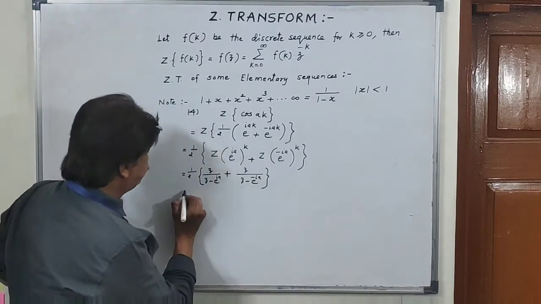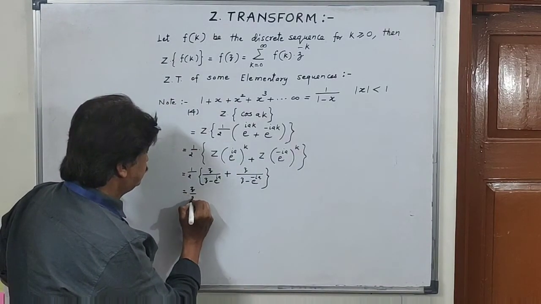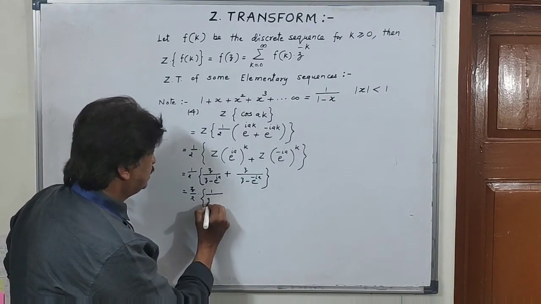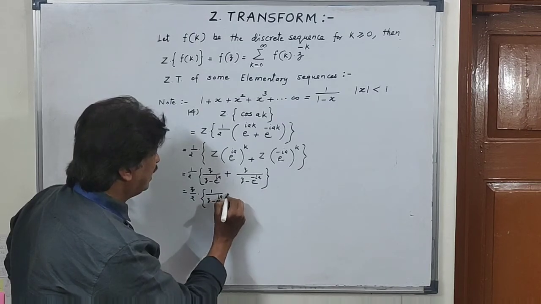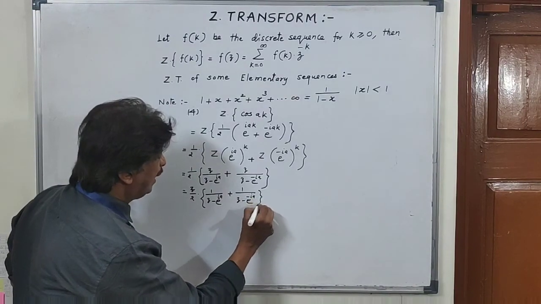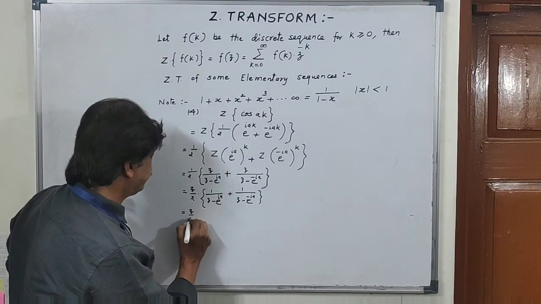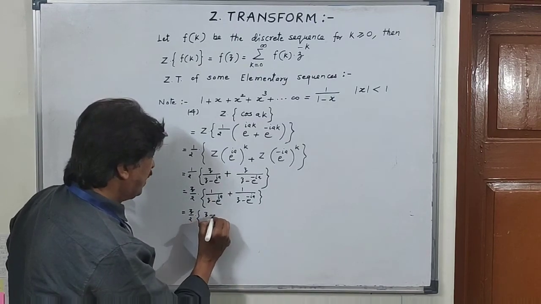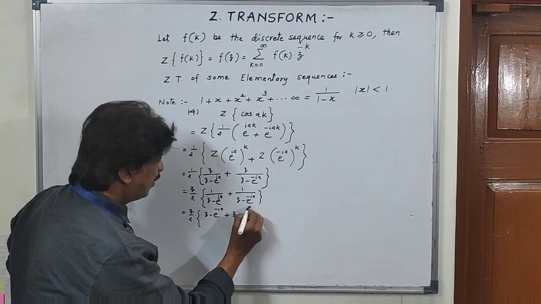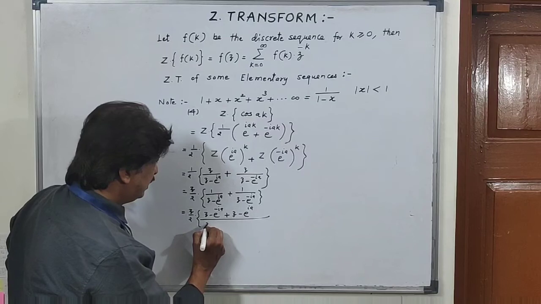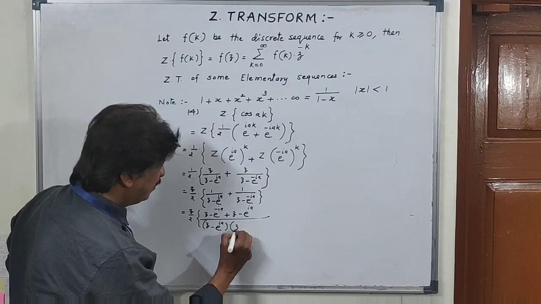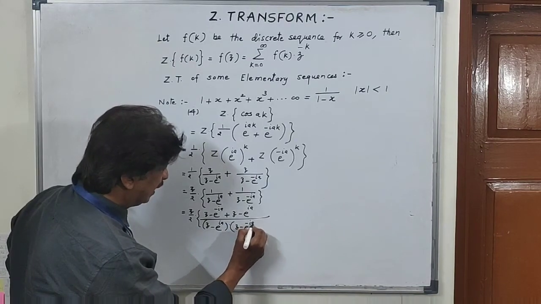This is Z by 2 times 1 upon Z minus e to the power iA plus 1 upon Z minus e to the power minus iA. So it is equal to Z by 2 times Z minus e to the power minus iA plus Z minus e to the power iA upon Z minus e to the power iA into Z minus e to the power minus iA.